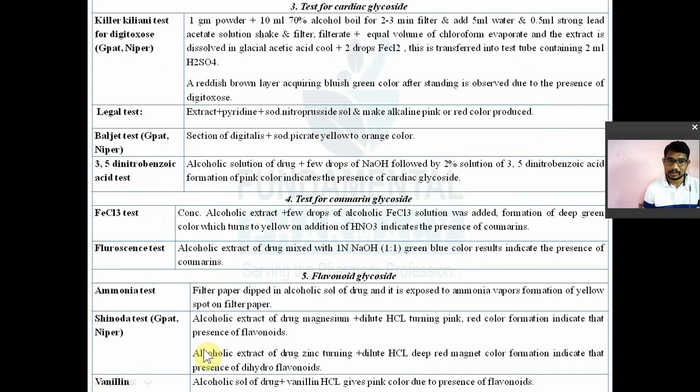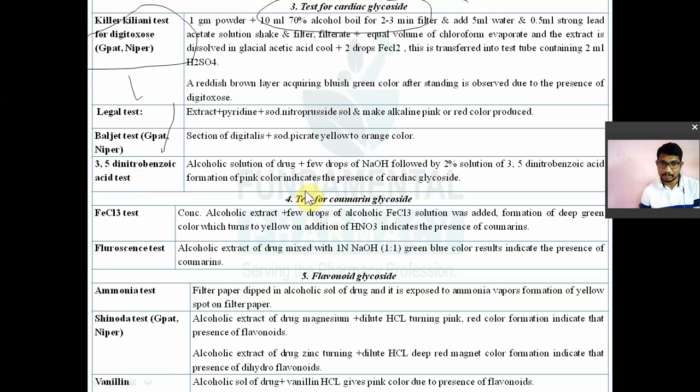Now, the Keller-Kiliani test we have already seen, a specific test for digitoxose. Then the Legal test is also for cardiac glycoside. Baljet test is also for cardiac glycoside. Then the 3,5-dinitrobenzoic acid test. These are the tests for cardiac glycoside: Keller-Kiliani, Legal test, Baljet test and dinitrobenzoic acid test.